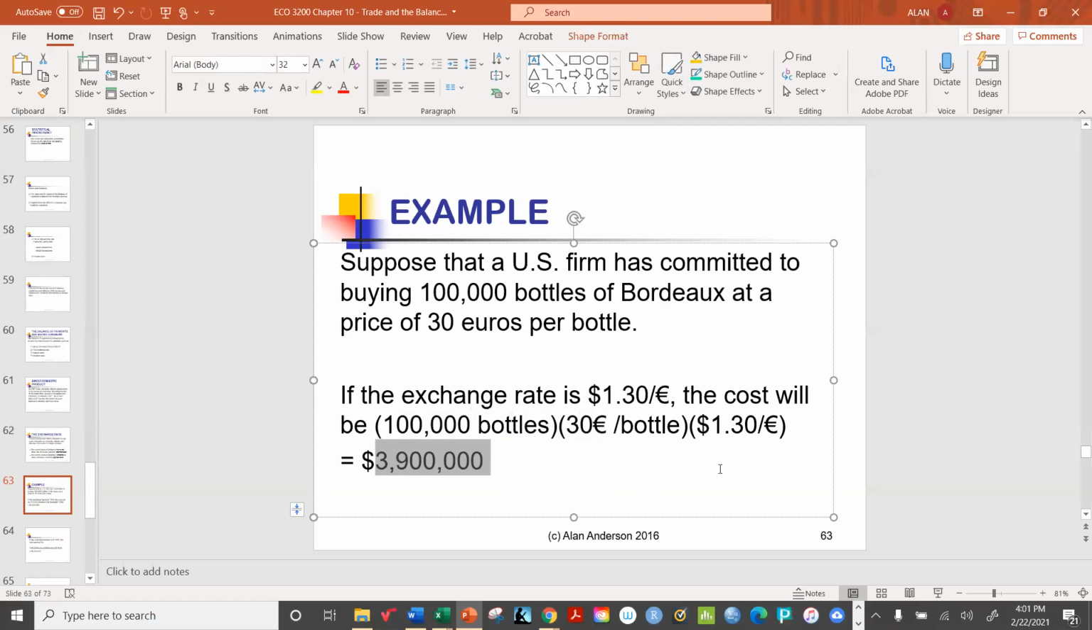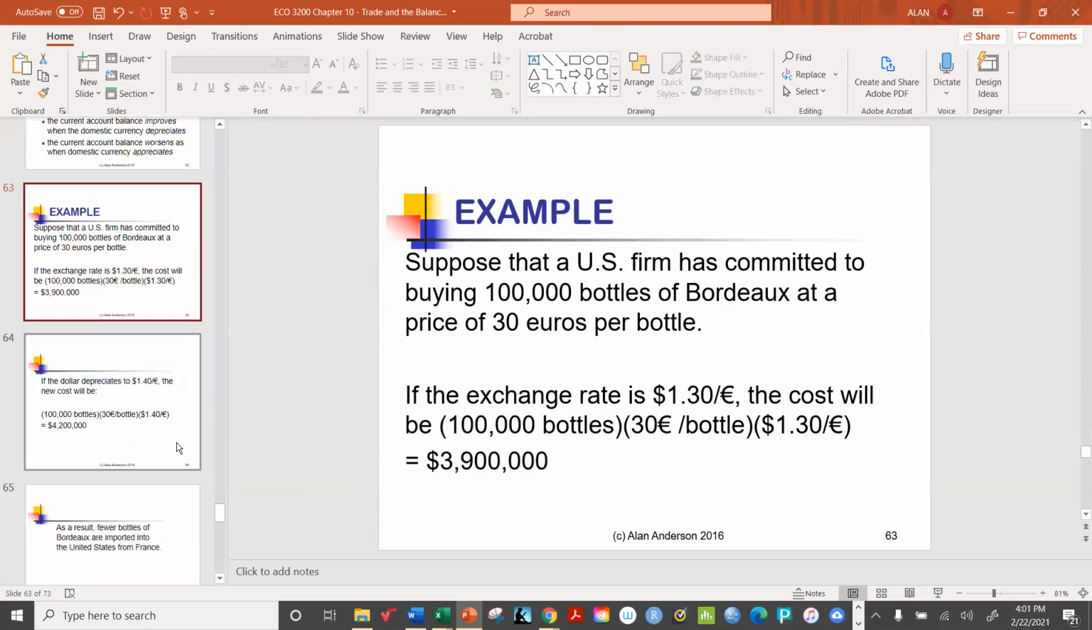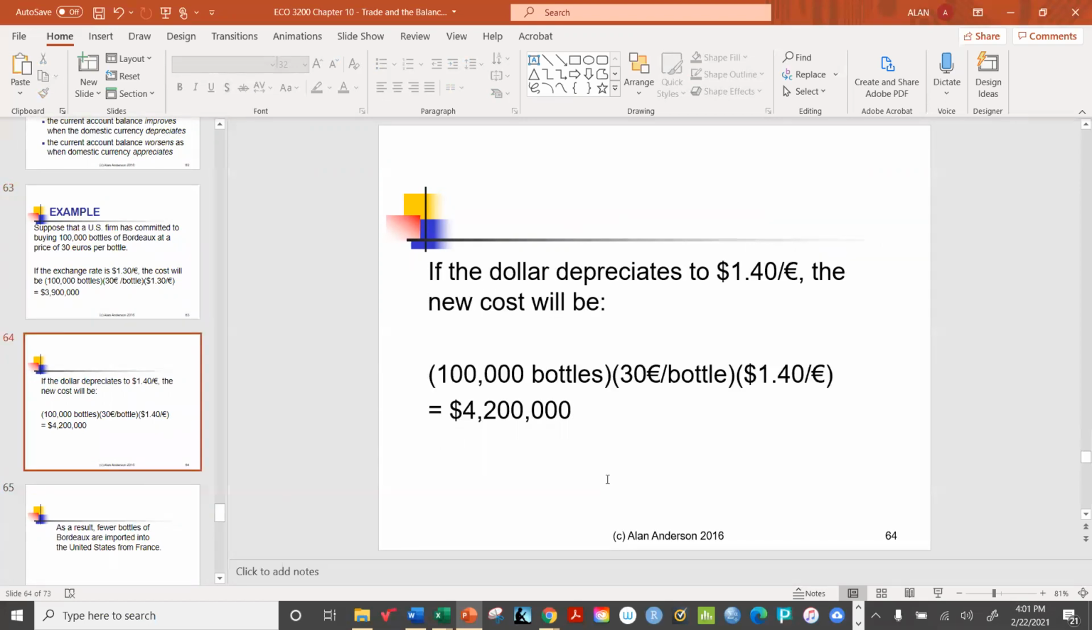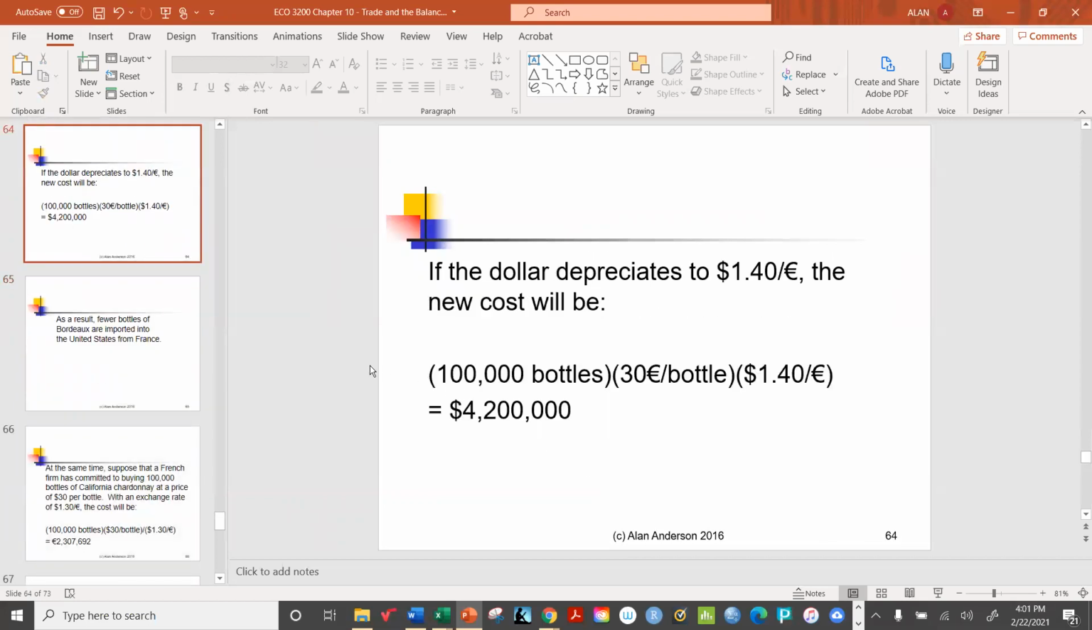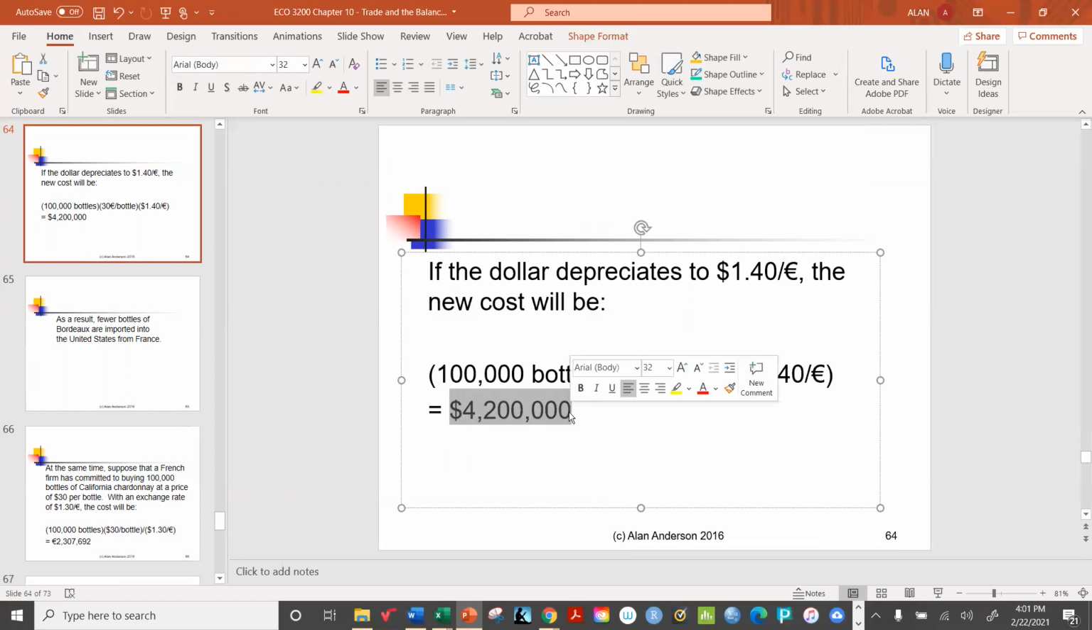Well, you can probably see where this is going. For example, I think the next example is the dollar getting weaker. So suppose the dollar gets weaker, which means the exchange rate goes up so that it takes more dollars to buy a euro. What will happen to the cost of these euros? Let's see what happens if the exchange rate goes up to $1.40. That means the importer will have to pay $4.2 million instead of $3.9 million for those bottles of Bordeaux.